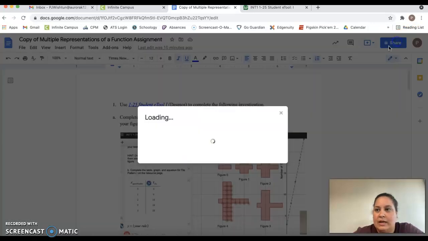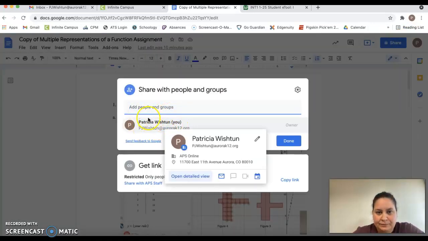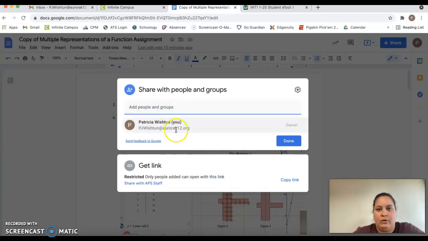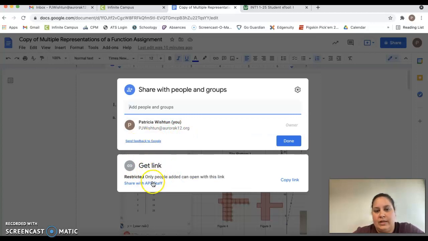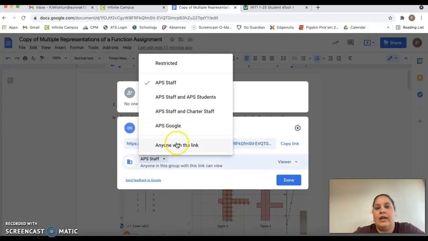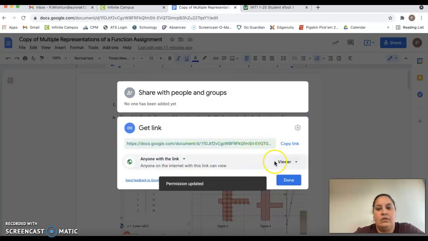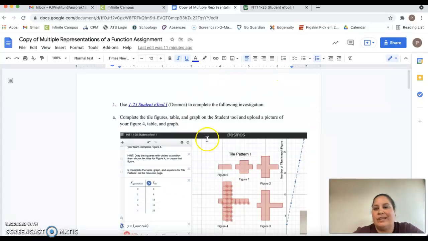So go to the side, either add my email address in here, pjwishton@aurorak12.org, or you can go to the link down here where it says share, and you can click share with anyone who has the link. So that way, as soon as you give me the link, I can look at it. But a lot of times students are forgetting to share this with me, and so again, it's giving me restrictive access. Okay.